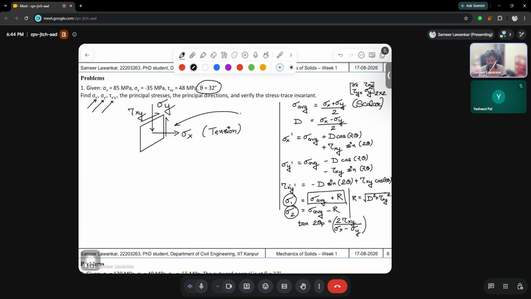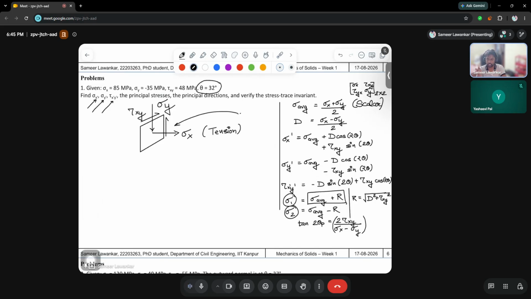Now, if it is rotated at 32 degrees, sigma x dash is the stress normal to the plane. Understand this very carefully. Sigma y dash is the stress perpendicular to x dash. And tau xy dash acts in the plane, as the shear on the plane. Try to understand it in 3D, because that is very important when we go from plane stress to real-life conditions. So we'll try to generalize each and every point and move forward.